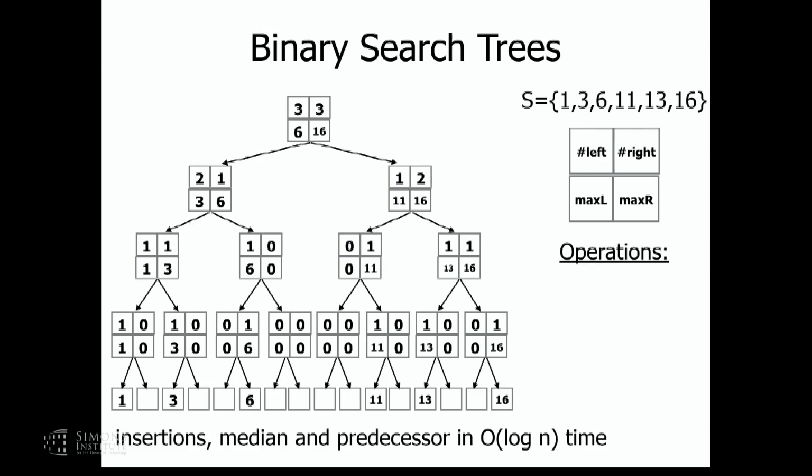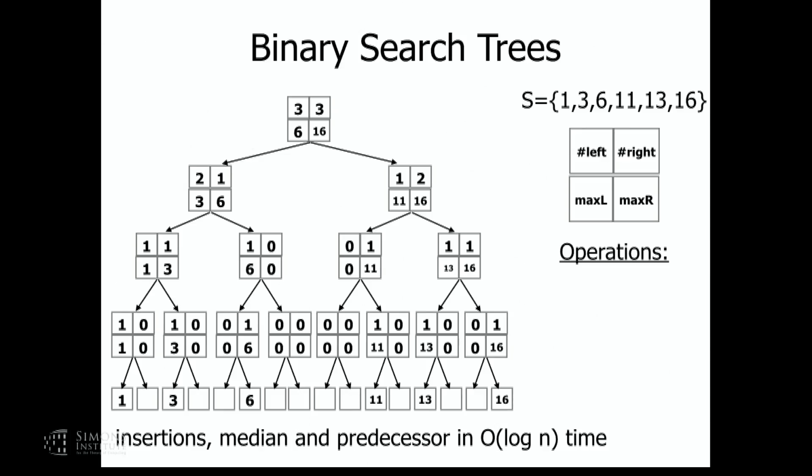So let me just describe what the data structure is. You have a balanced binary tree of depth log n, and you have n leaves, and each leaf is associated with an element in the universe. The leaf being empty says the element is not present. If it's not empty, the element is present. Every internal node stores the number of elements in the left subtree and the number of elements in the right subtree, along with the maximum of the left subtree and the maximum of the right subtree.